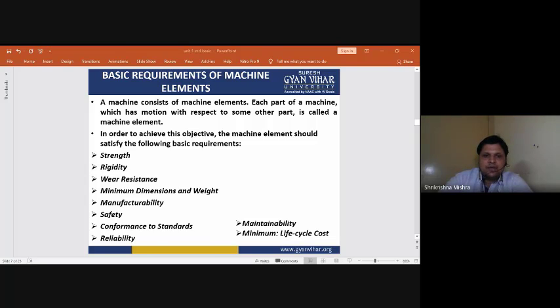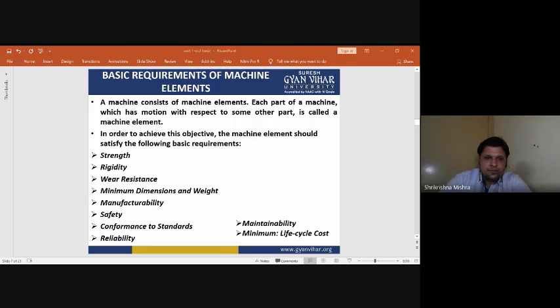The broad objective of designing a machine element is to ensure that it preserves its operating capacity during the stipulated service life with minimum manufacturing and operating cost. In order to achieve this objective, the machine element should satisfy the following basic requirements which I have told you. Strength. A machine should not fail under the effect of the forces that act on it. It should have sufficient strength to avoid failure, either due to fracture or due to general yielding. Second, rigidity. A machine component should be rigid, that is, it should not deflect or bend too much due to the forces or moment that act on it.